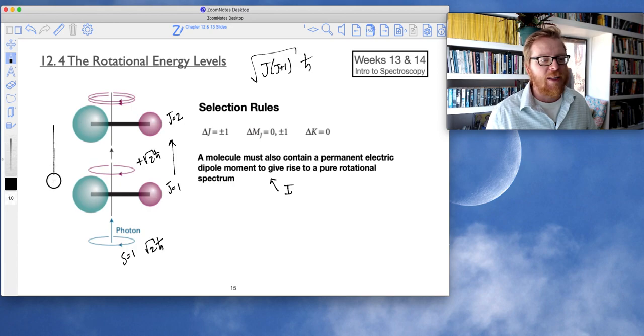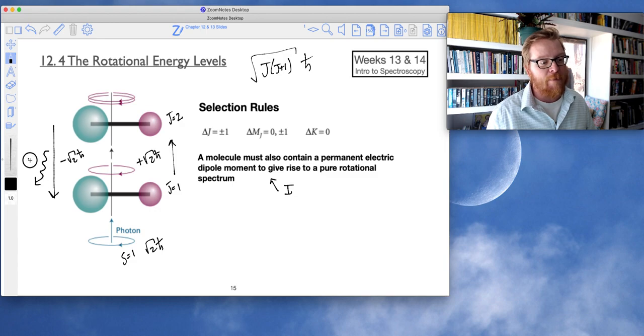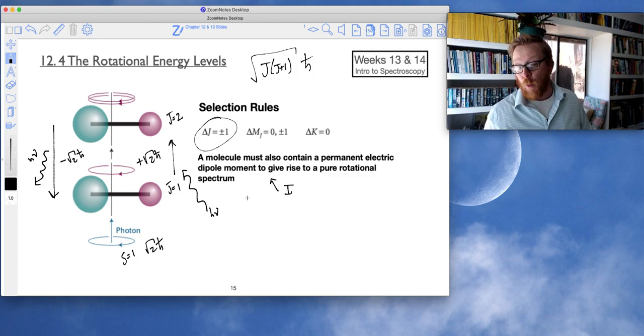If the molecule relaxes from an excited state to a ground state, it will lose root 2 h bar momentum, which is exactly the angular momentum of a photon. And so that means that it can emit a microwave photon going from 2 to 1, or it can absorb a microwave photon going 2 to 1. And because that root 2 angular momentum is conserved, all delta J values have to be plus or minus 1.